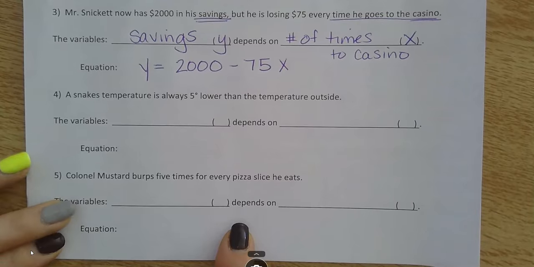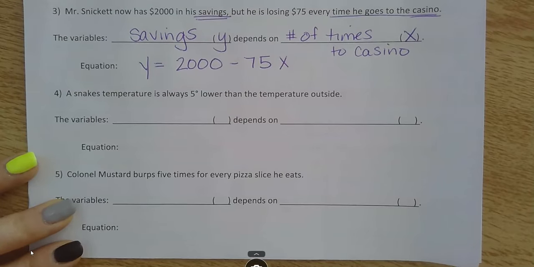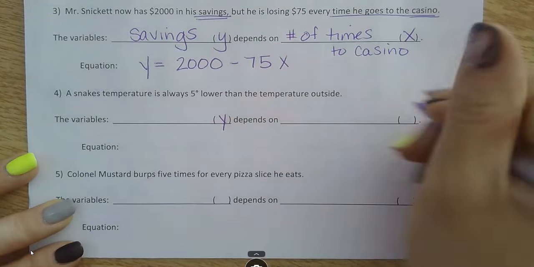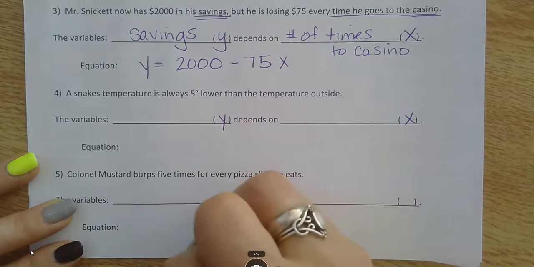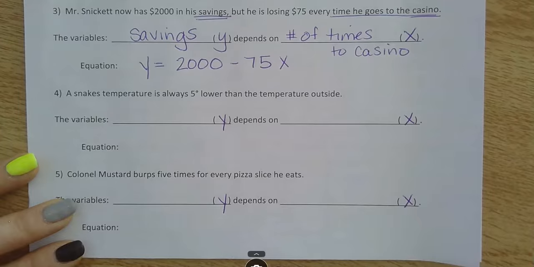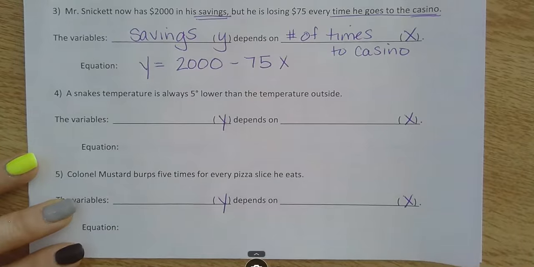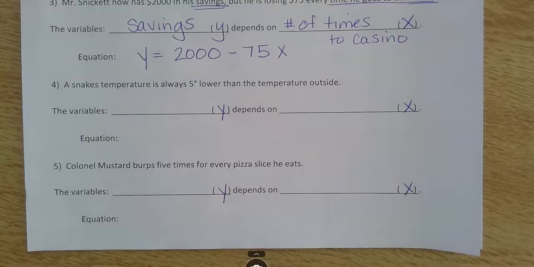I want you to pause here. See if you can identify what our variables are. What are the things that you're counting or measuring? And then which one would be y and which one would be x for each of these. You know, y depends on x. And then see if you can write an equation. Just try it. We'll go over it. And then we'll do a lot more of this in class together.